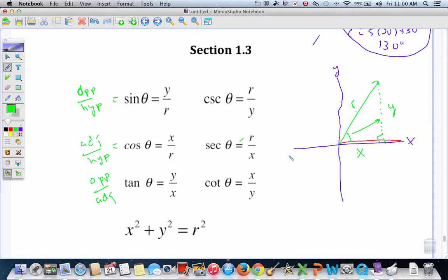or y over x. So again, what we're going to see here moving forward is you need to know your trig definitions in terms of x, y, and r, but also in terms of opposite, adjacent, hypotenuse, and we'll touch on those as we go.